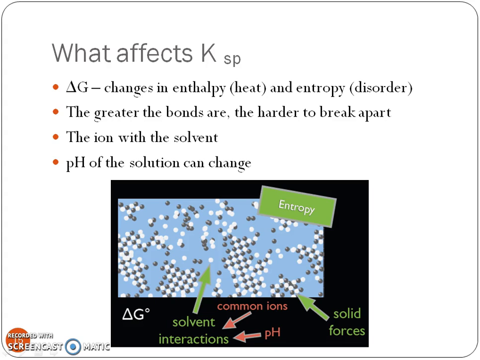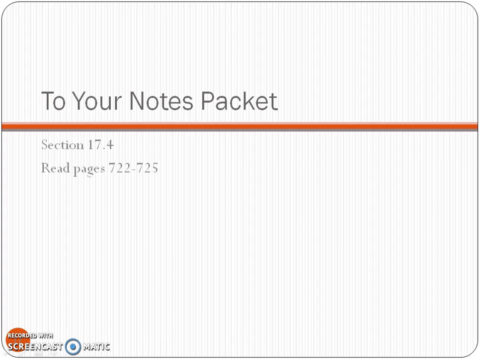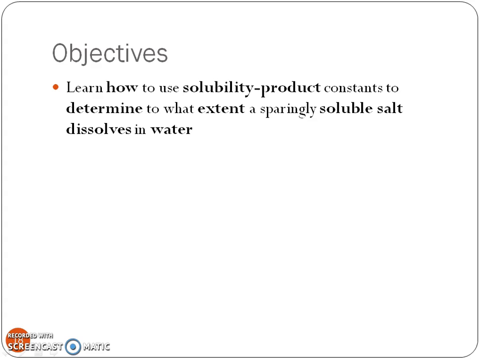So what affects KSP? Again, delta G is something you're going to learn in chapter 19, but there's that heat, right? A temperature can affect K as well as some of these other things when we're dealing with KSP. And he also talked about some applications and why this is useful. So onto your notes packet, your objective is going to learn how to use the solubility product constant to determine to what extent this soluble salt can dissolve in water.